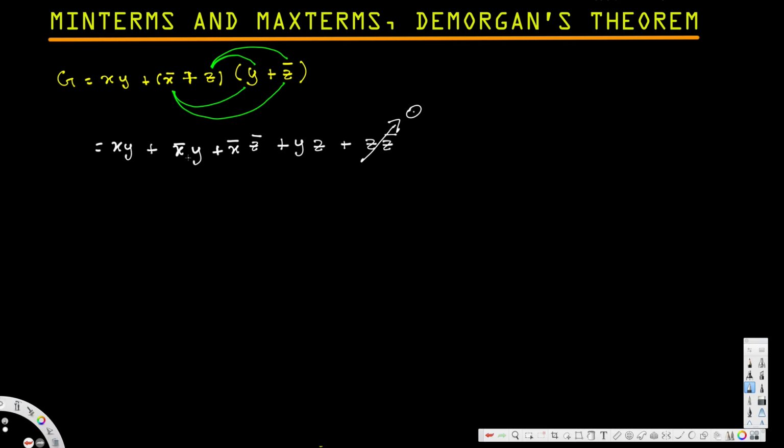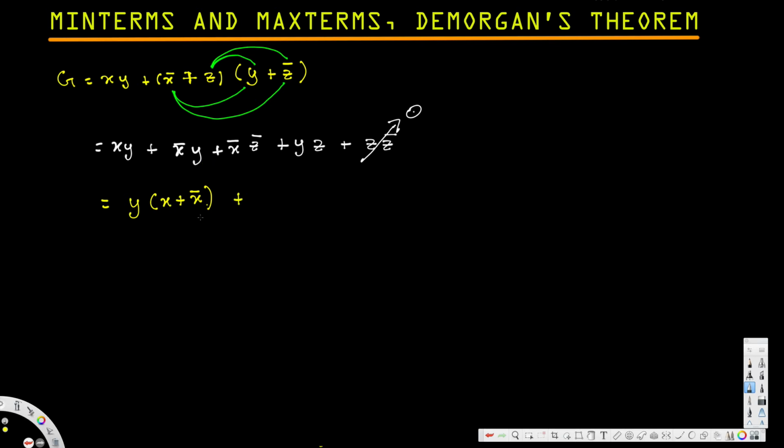Now what we can do, here you can see, for the first two terms we can take y common. If we take y common, this is going to be x plus x bar. When we have an OR gate and we have x and its complement, one of them is going to be 1. Because if this is 1, the other is 0. If this is 0, the other is 1. So there is a 1. When we have an OR gate and we have a 1, the whole thing is going to be 1, right? So this is going to be 1.